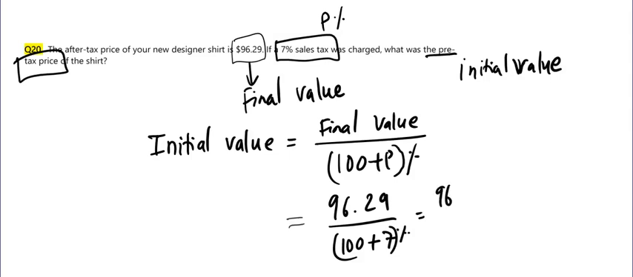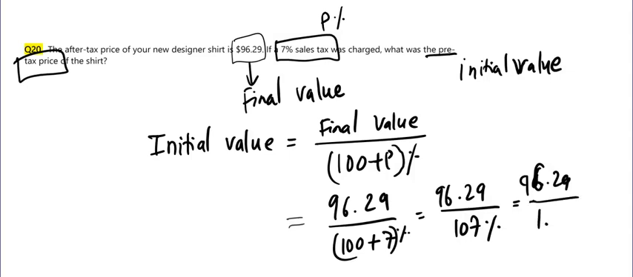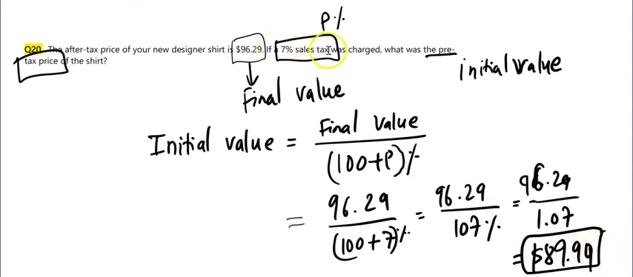So 96.29 divided by 107%, which is the same as 96.29 divided by 1.07. If you change percent to decimal, this is the same as $89.99. Well, this is almost $90, but if you want to answer to the nearest cent, you put 99 cents. If you want to answer to the nearest dollar, you put $90. Sorry, this is the price of the t-shirt before 7% sales tax.